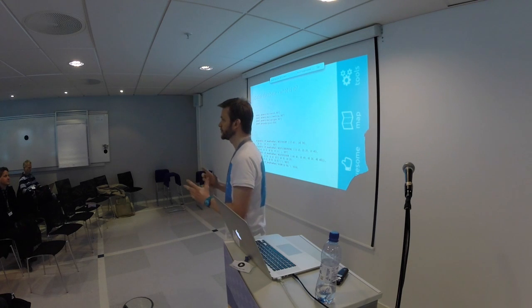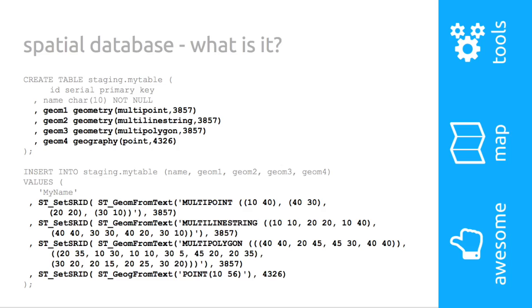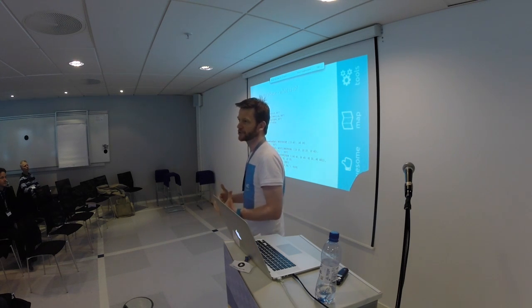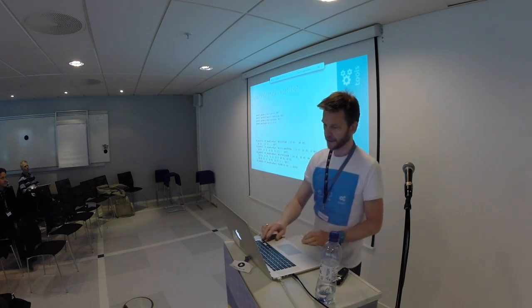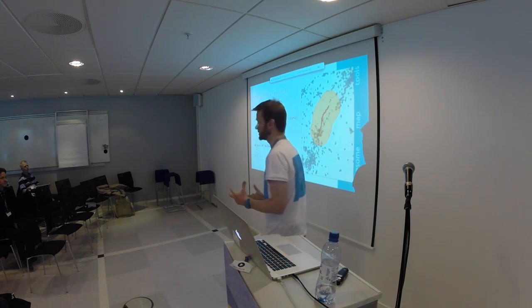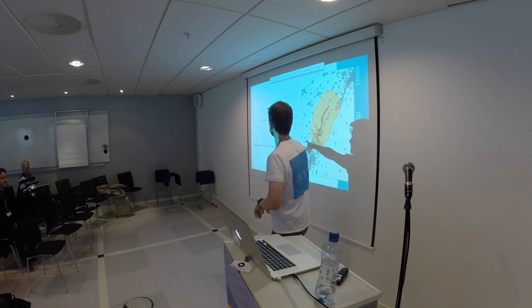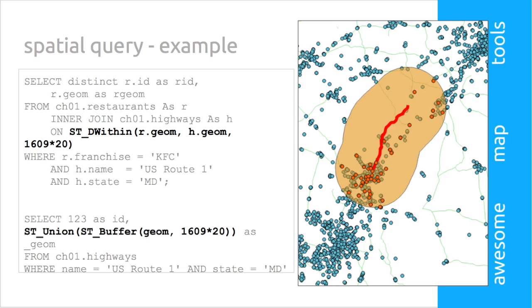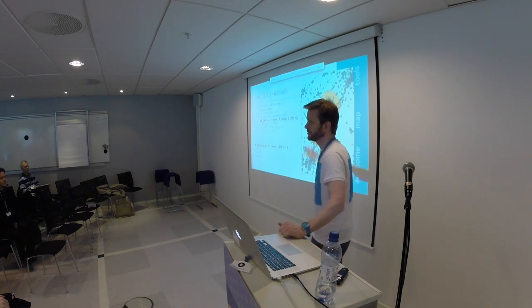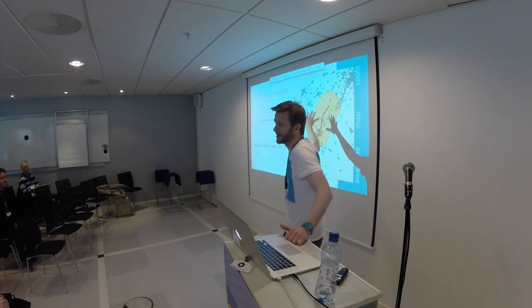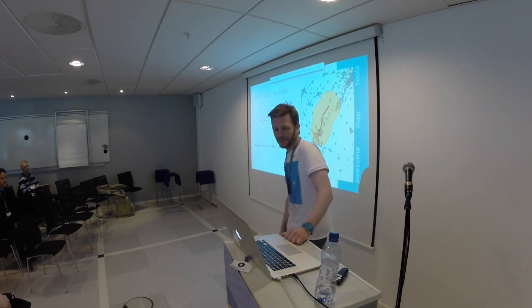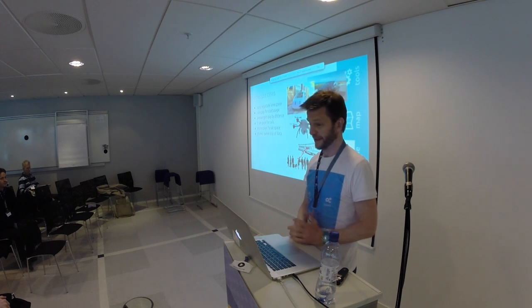Just to take the existing systems, what is a spatial database? It's a database that has native support for geometry and geography data types. With just a few lines of SQL, you can get a lot of useful stuff out of it. With just a simple native function like that, you can perform a proximity analysis, in this case finding all the Kentucky Fried Chicken restaurants within 20 miles of this particular highway. That's really handy to be able to do.